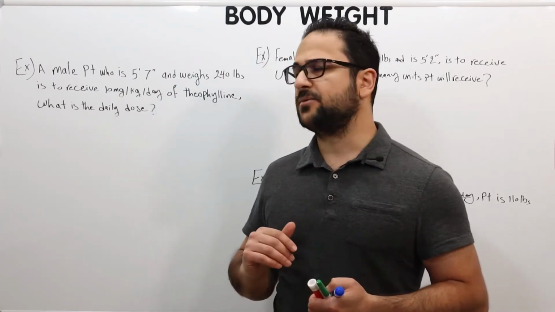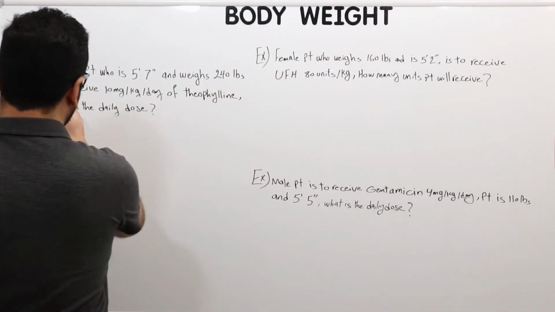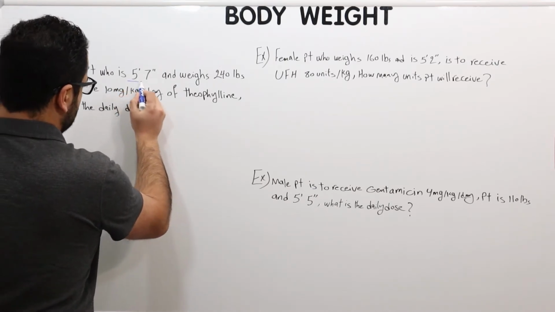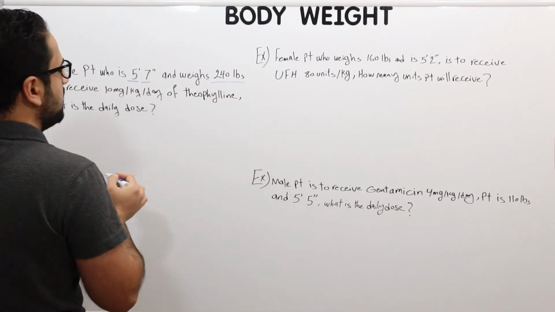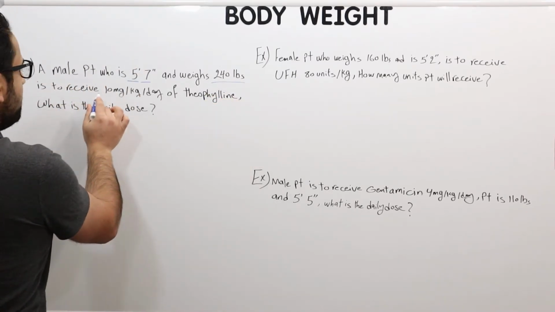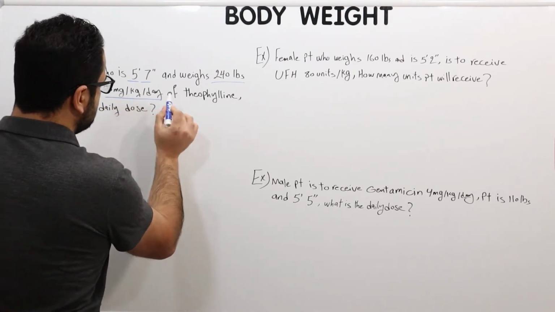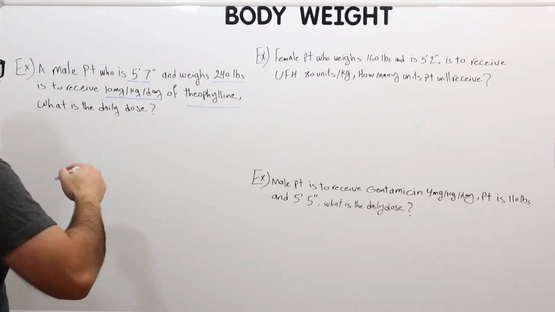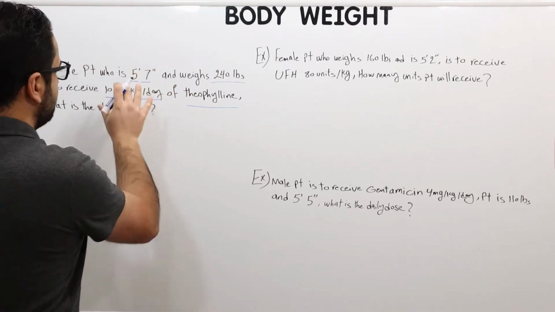So let's get into it. Example number one says, we have a male patient who is 5'7", so 5 feet and 7 inches, and weighs 240 pounds. He is to receive 10 milligram per kilogram per day. This is the dose of theophylline, the medication. What is the daily dose?